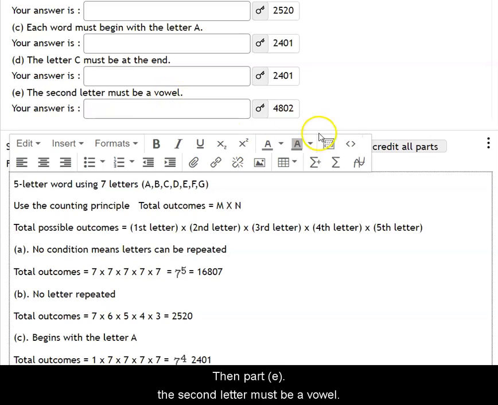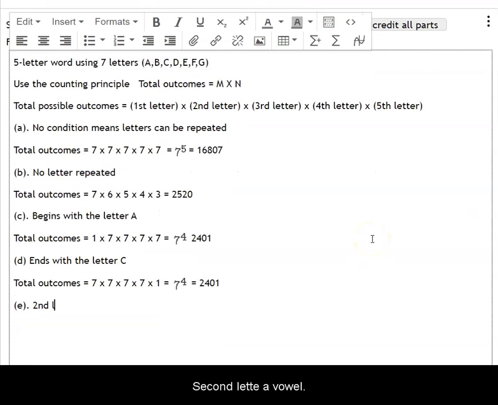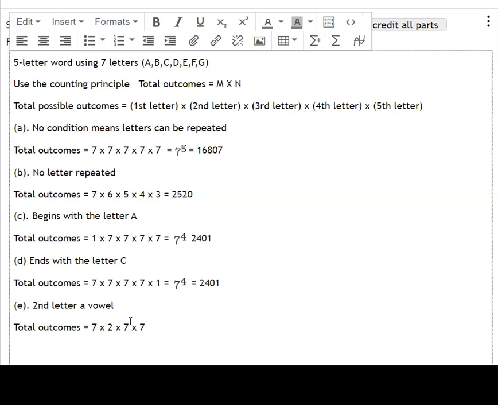And part E, the second letter must be a vowel. So, second letter, a vowel. Based on the 7 choices that we have, there's only 2 vowels in these 7 choices. So that means that there are 2 outcomes for the second letter. Total outcomes equals 7 possible outcomes for the first letter because there's no conditions imposed on the first letter. But there's only 2 possible outcomes for the second letter because it has to be a vowel. And 7 for the rest of the letters in the 5-letter word.